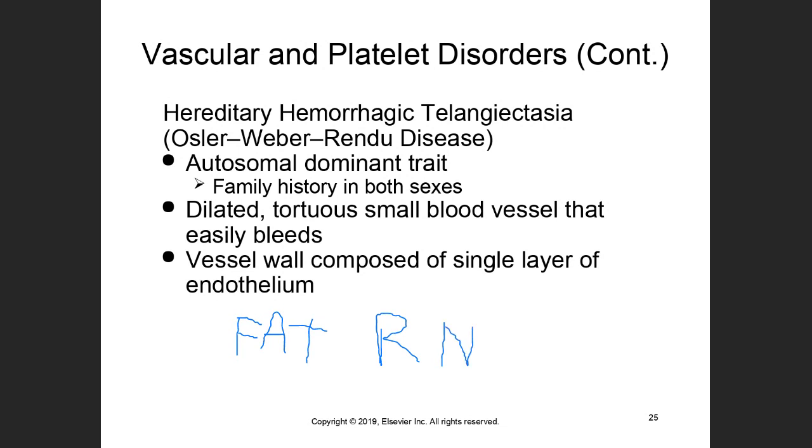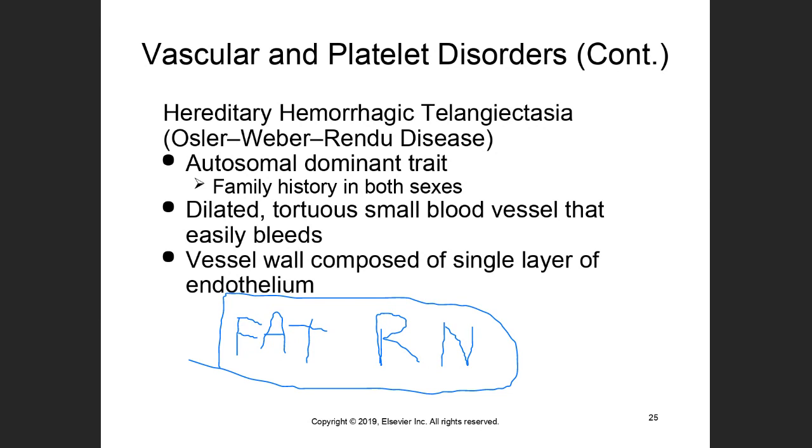Okay, FATRN means fever, anemia, thrombocytopenia, renal problem, and neurological problem. Okay, those are the signs and symptoms of TTP.